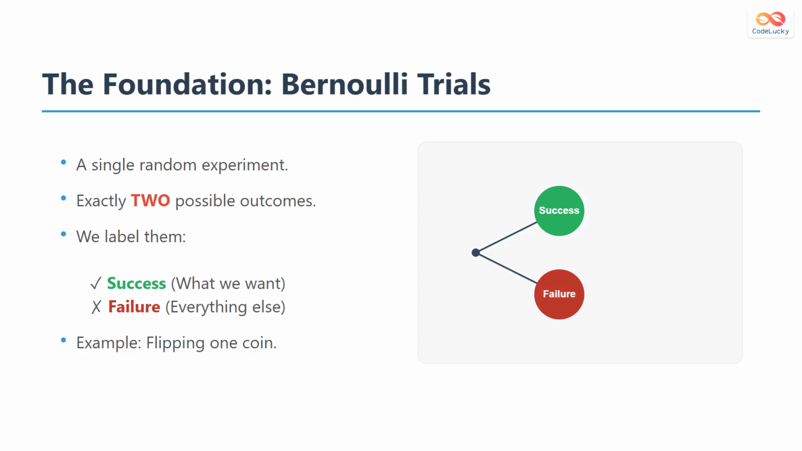To understand the binomial distribution, we first need to understand its building block, the Bernoulli trial. This is simply a random experiment that has exactly two possible outcomes. We typically label these outcomes as success and failure. Success is just the outcome we are interested in counting, and failure is everything else. A classic example is flipping a single coin, where heads could be success and tails failure.